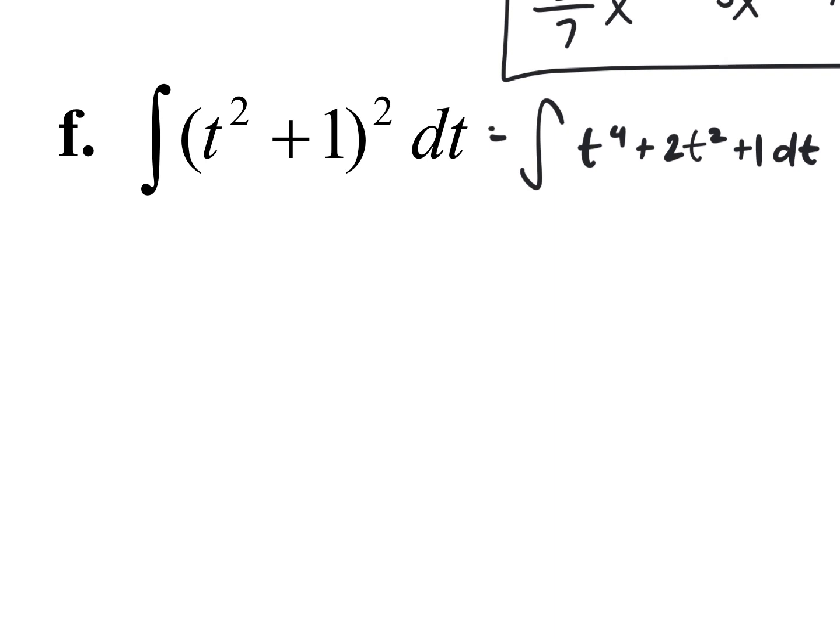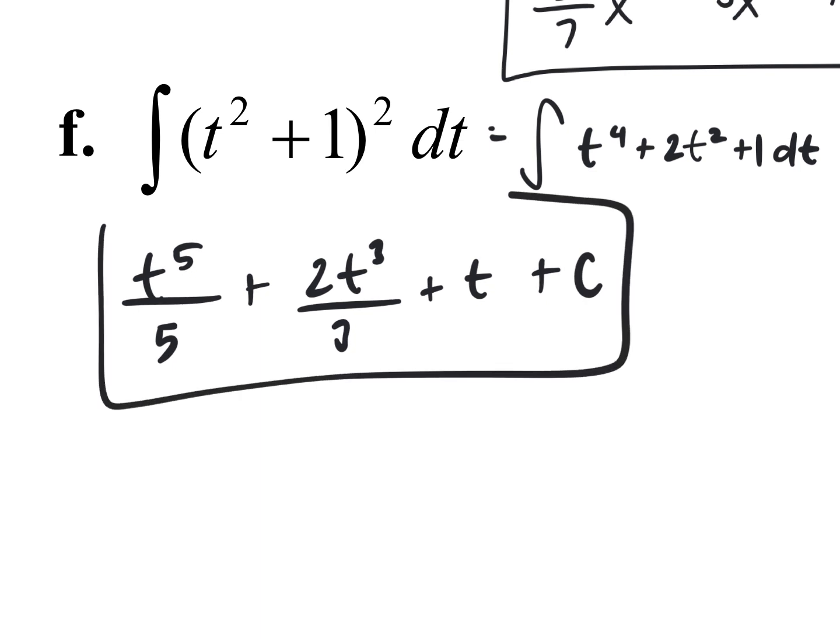All right, did we get t to the 5th power divided by 5 plus 2t to the 3rd power divided by 2, divided by 3, and then plus t plus c? If we integrate just a number, remember, it's that number times your variable t, or your variable x, whatever your variable is. Because if I took the derivative of t, that's going to give me 1. The derivative of 2t to the 3rd would give me 2t squared. The derivative of t to the 5th would give me t to the 4th.